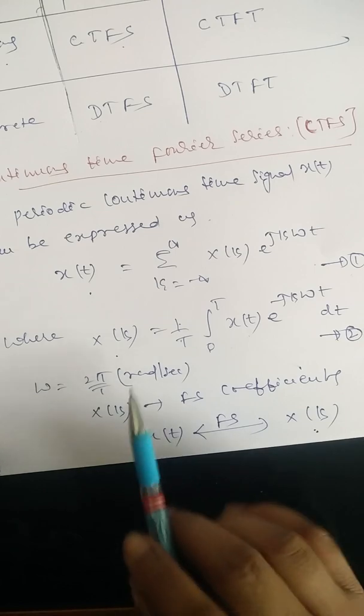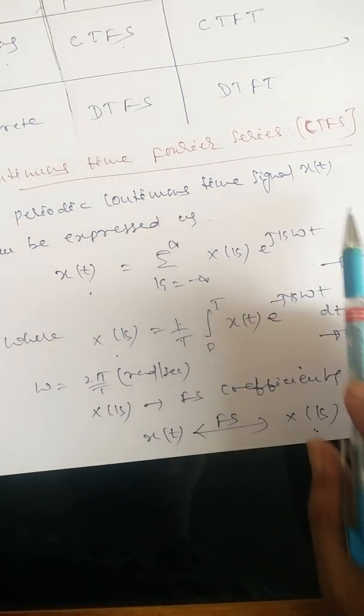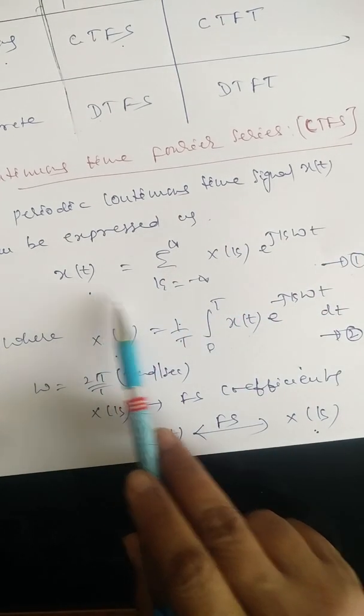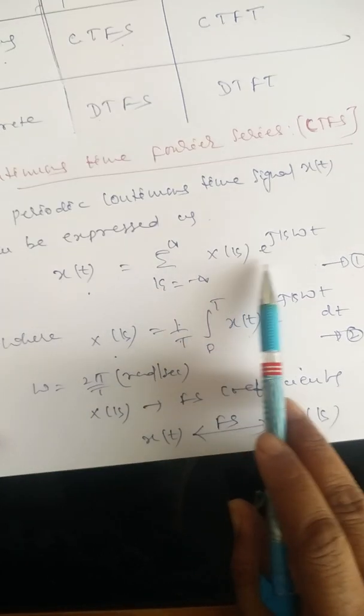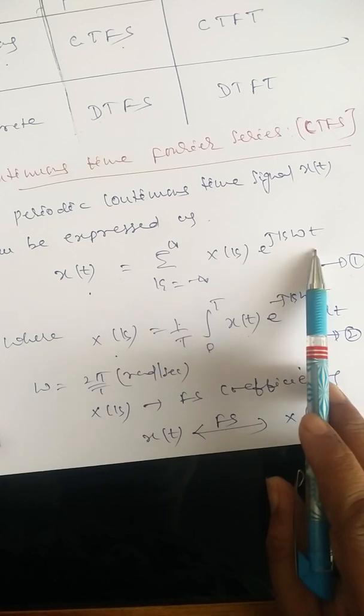Once again, I'll repeat this. A periodic continuous time signal x of t can be expressed as x of t is equal to summation of k from minus infinity to plus infinity X of k e to the power of j k omega t.